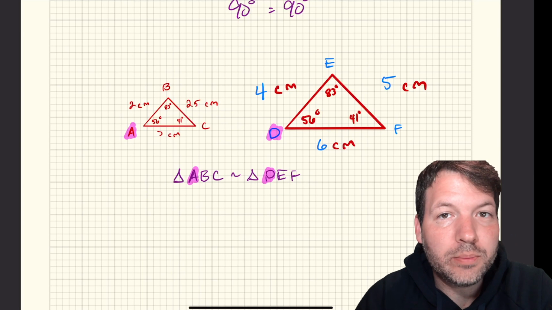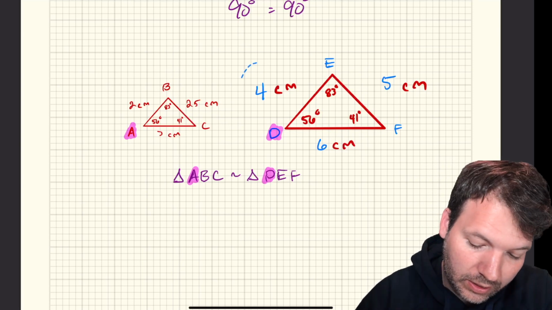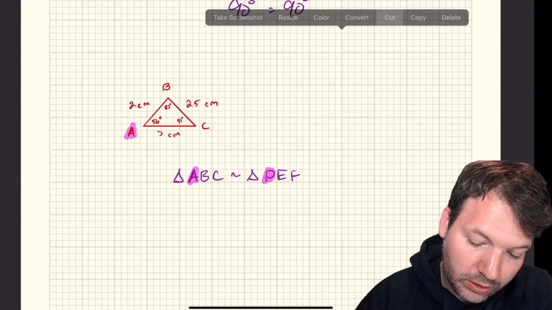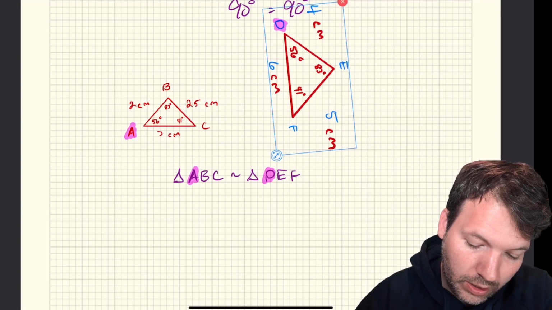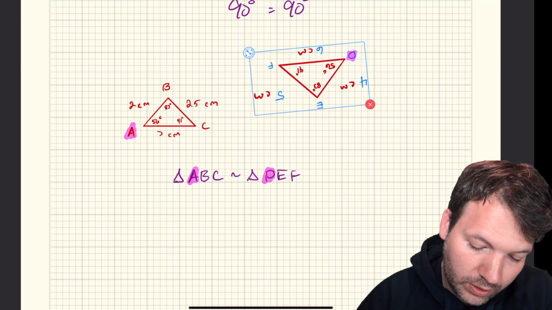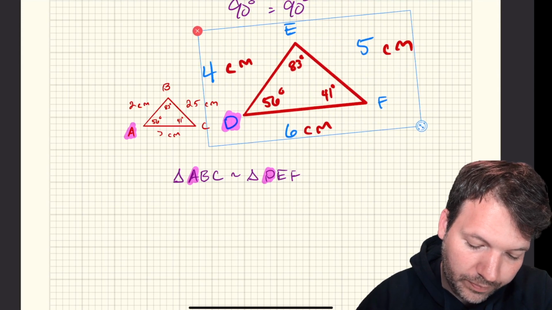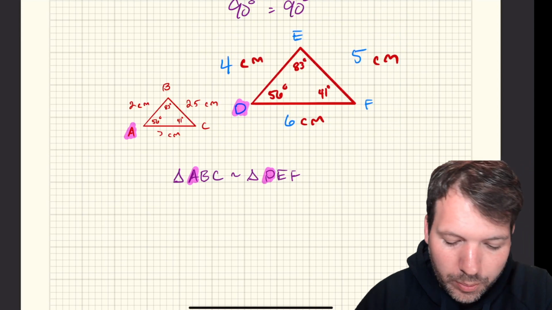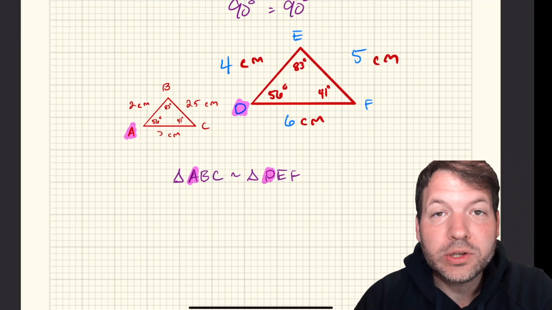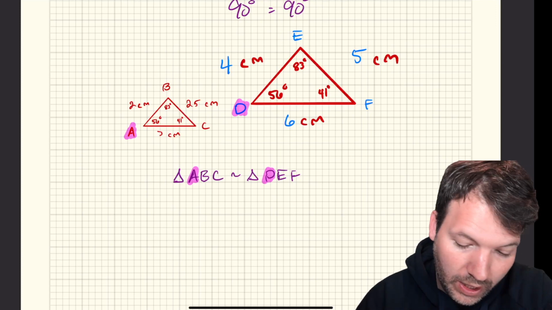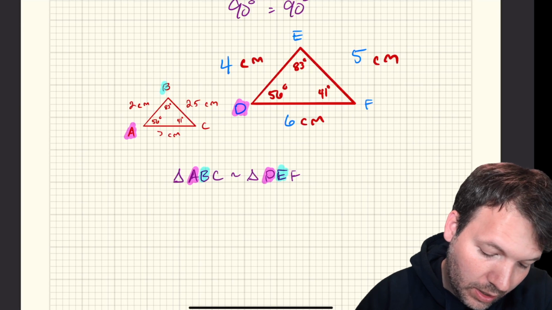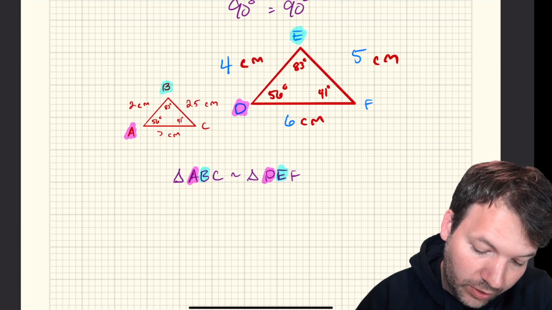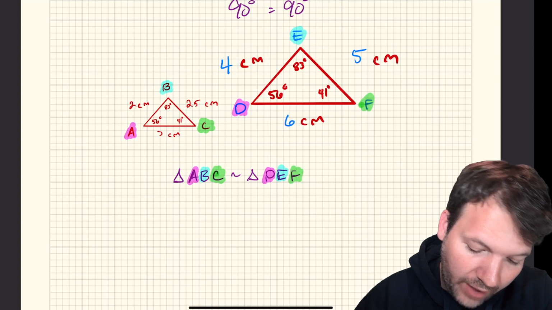It's not important that they're in the same position because, again, I could take this DEF figure and just as easily rotate it around, and I could even flip it around. But it's not the fact that they're in the same position, it's that they have the same measure. So D and A have to correspond to each other. B and E have to correspond to each other. They're both 83 degrees. C and F, both 41 degrees, have to correspond to each other.